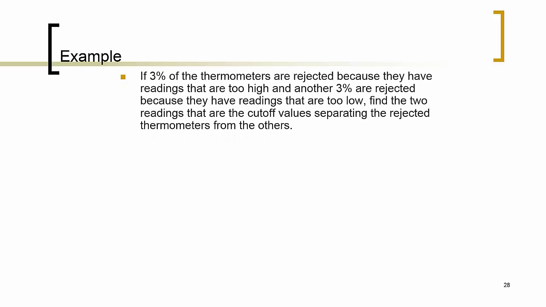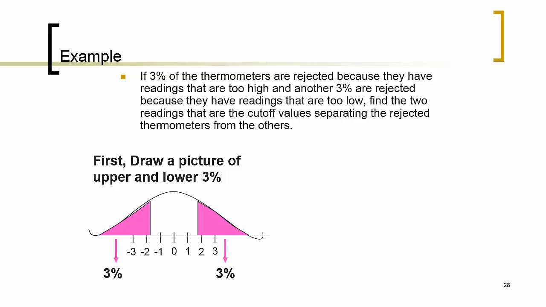If 3% of the thermometers are rejected because they have readings that are too high, and another 3% are rejected because the readings are too low, find those two readings that are the cutoff values that separate the rejected thermometers from the others. So let's draw a picture of this. So I have an upper 3% and a lower 3% that's rejected. So I'm just estimating this. I don't really know exactly the position on the number line, but I'm just estimating where it is. And I want to work backwards.